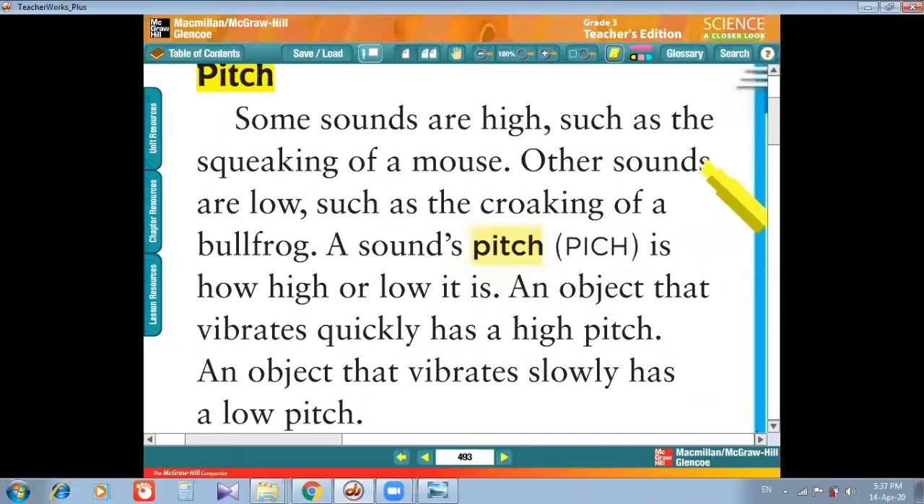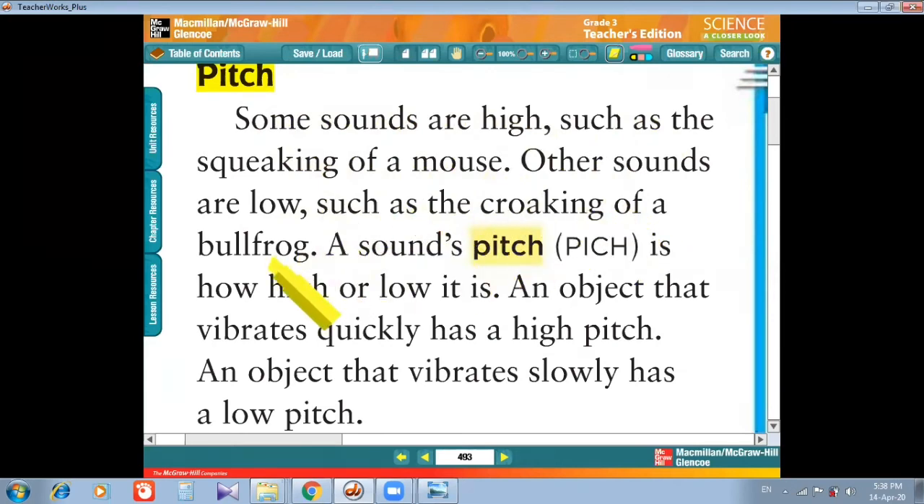I want you all to open your books, page number 493. On this page, we have the topic pitch. Pitch is another quality, another property of a sound. Some sounds are high, such as the squeaking of a mouse. Some sounds are low, such as croaking of a bullfrog.